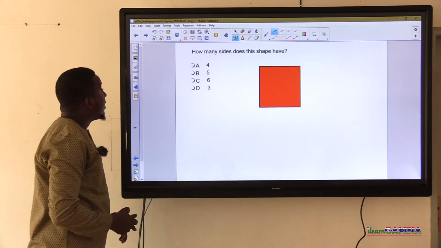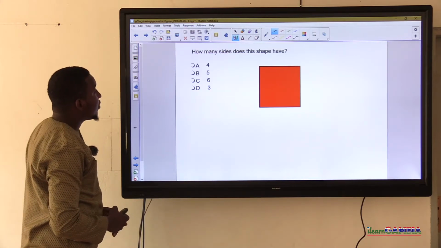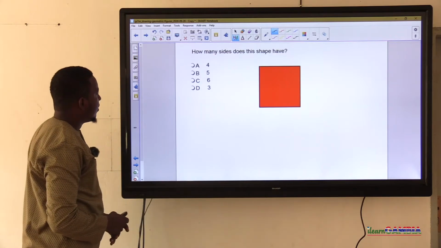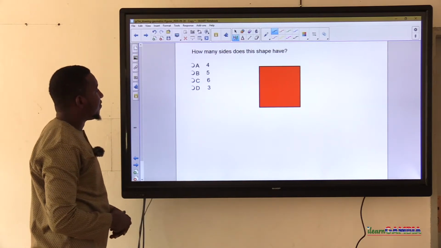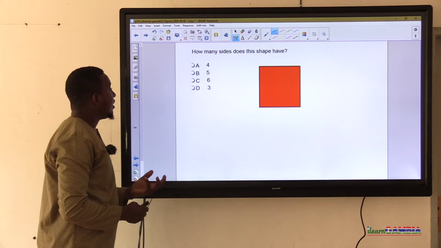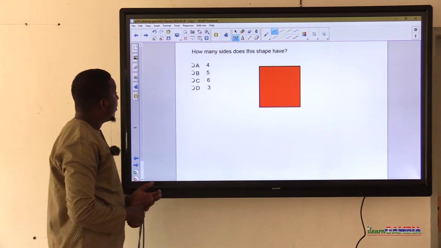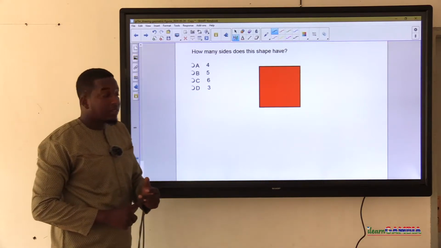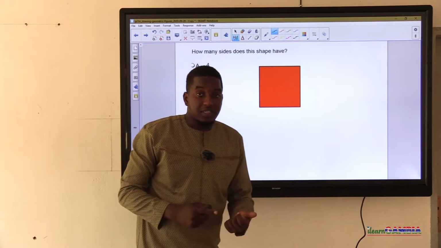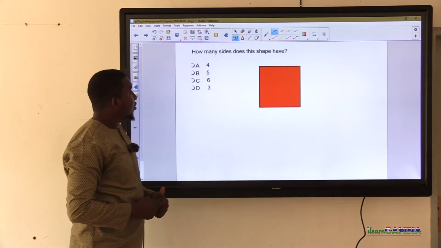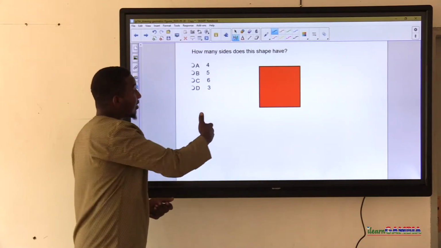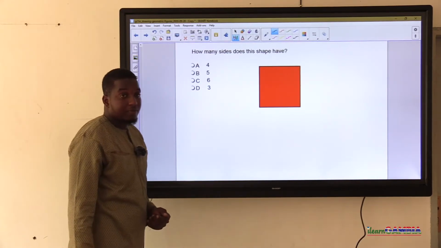To another question. Here it says, how many sides does this shape have? We have options A to D. Option A says 4 sides. Option B says 5 sides. Option C says 6 sides, and option D says 3 sides. So we have the shape here. Let's count the number of sides that the shape has.